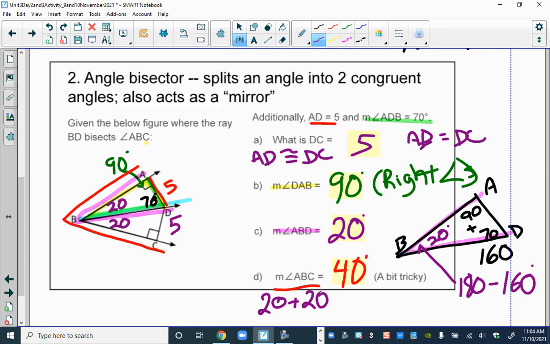That's older stuff. So that was stuff from earlier in the year with the angle bisector. I think that was a Unit 1 concept. Split your angle into exactly 2 smaller angles. That's what happened here. And think about the mirror as well.